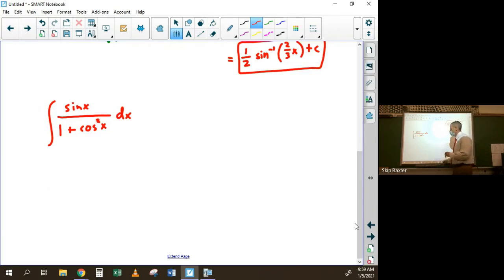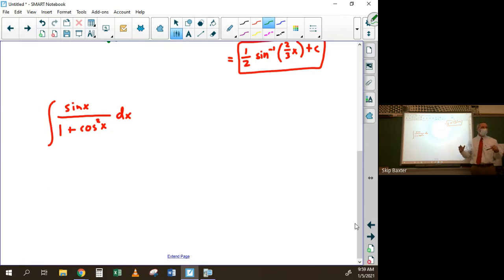So what do you think you do here? This is just like 1 over 1 plus x squared, which goes to arctangent. Okay, so how do you make it like that? Use u substitution. Yeah, this is straight up u substitution.